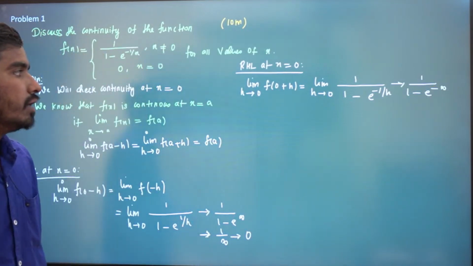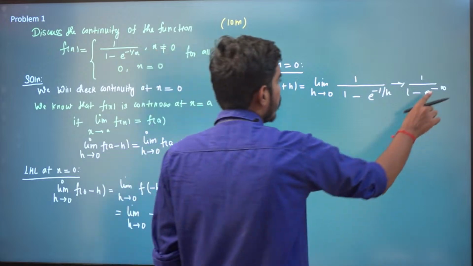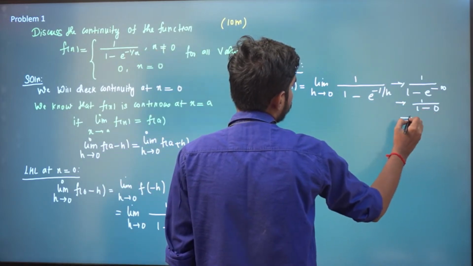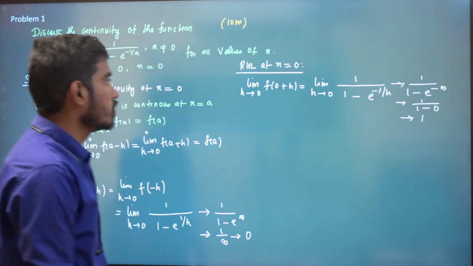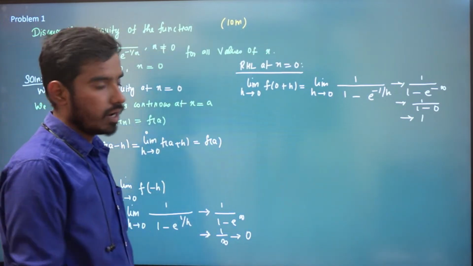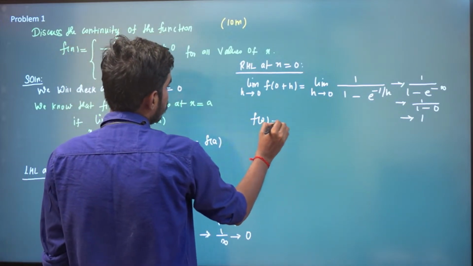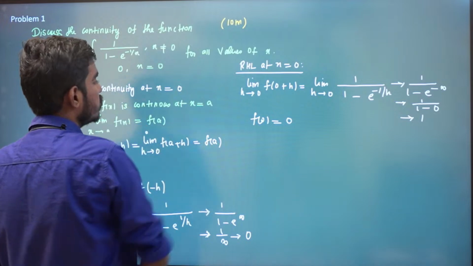This will tend to 1 divided by 1 minus e power minus infinity, and this e power minus infinity will tend to 0. So we will have 1 minus 0. So this will tend to 1. So your LHL is 0 and your RHL is 1. Now what is the function value at 0? Function value at 0 is 0 because f of 0 is 0.